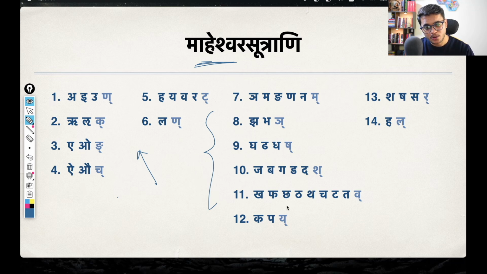But here the consonants are also very differently arranged. But either way, these are the 14 sutras. These are the 14 sets of sound that emanated from Shiva's damru. Okay, and we are going to talk about them in a bit more detail. But first, let me go through them once.